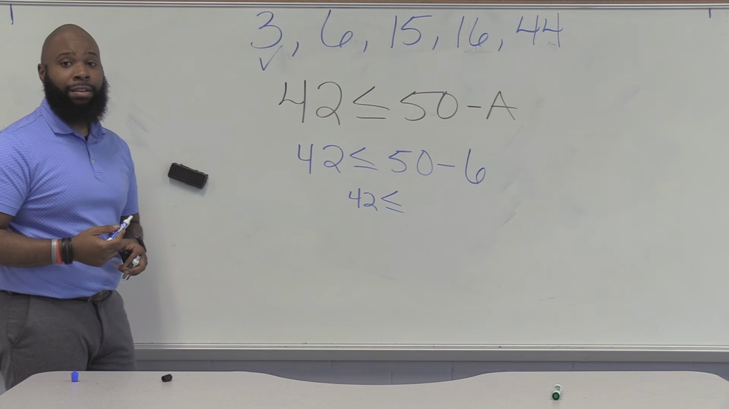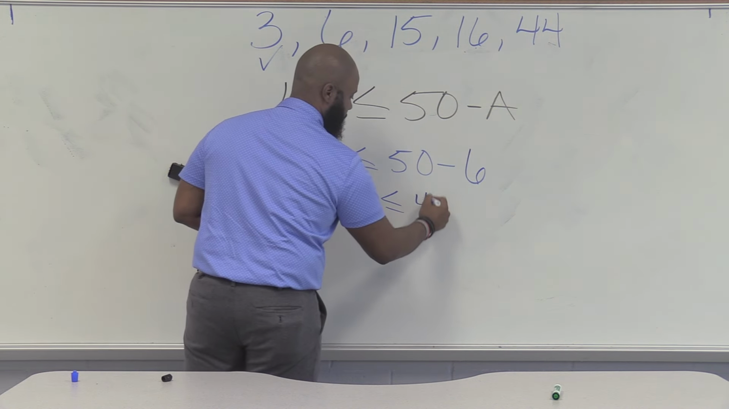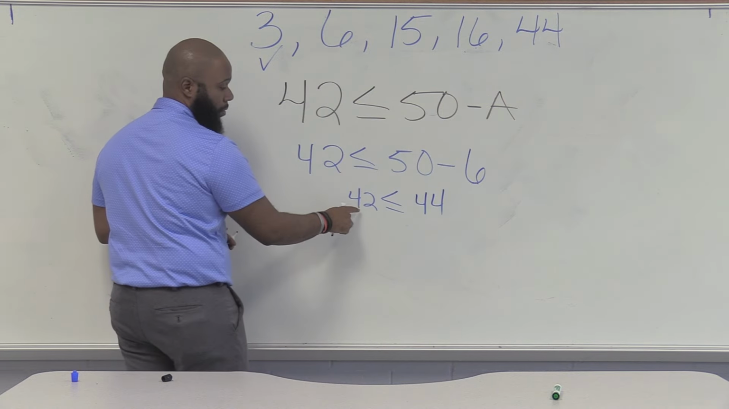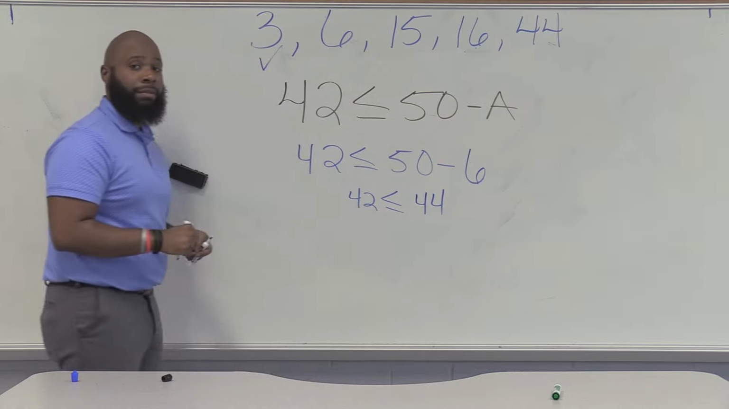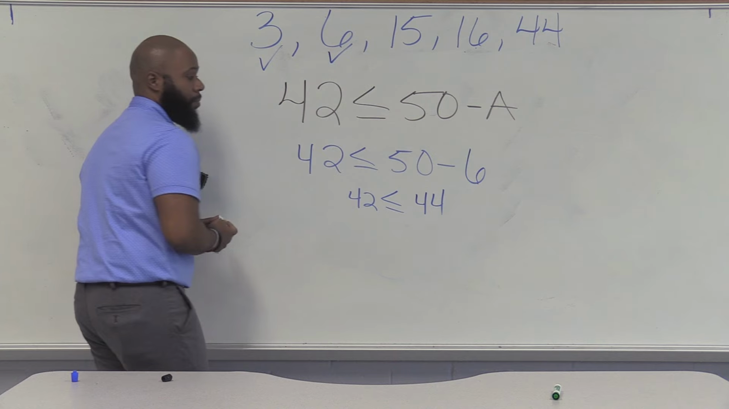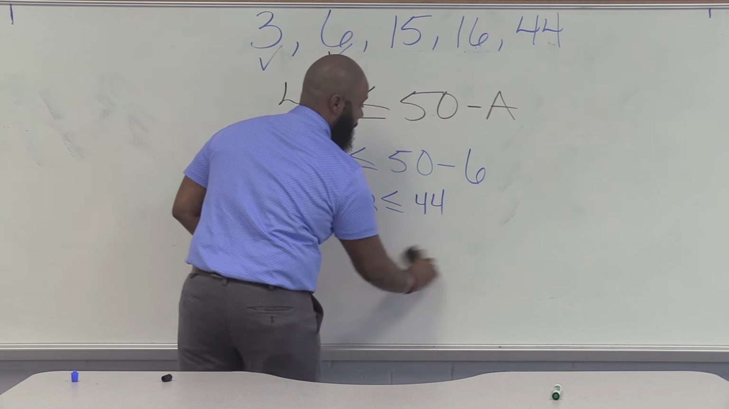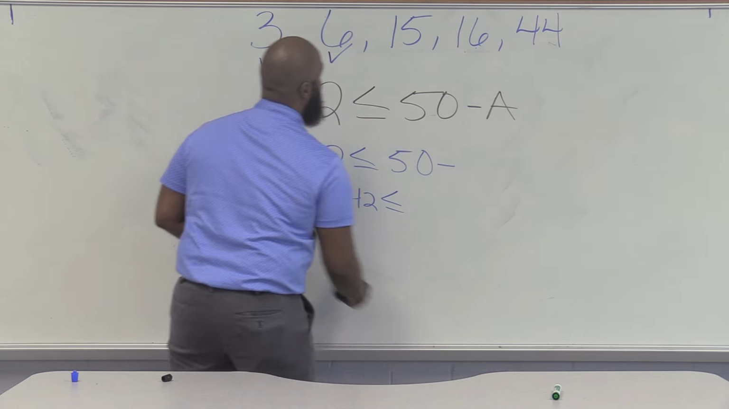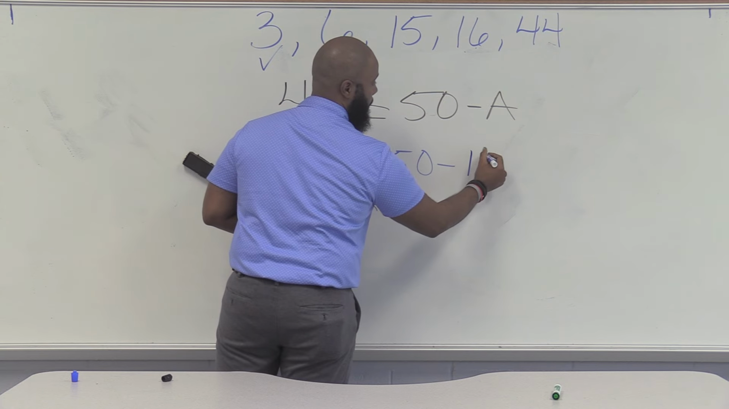50 minus 6 is going to give me what? 44. Is 44, so let's look at it, 42 is less than 44, is that correct? Yes, so 6 is also one of my answers to my solution. Let's keep substituting. I'm going to substitute 15 for a.